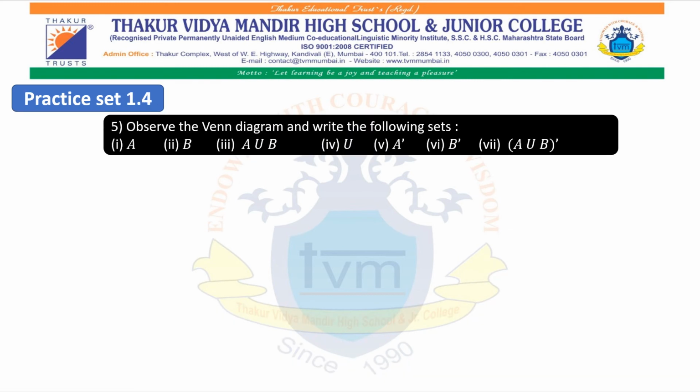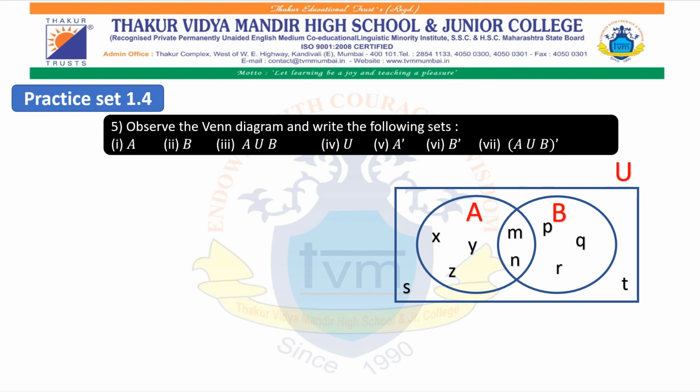Sum number 5. Observe the Venn diagram and write the following sets. We have to write set A, set B, set A union B, universal set, A complement, B complement, and A union B complement. Let us see that Venn diagram.